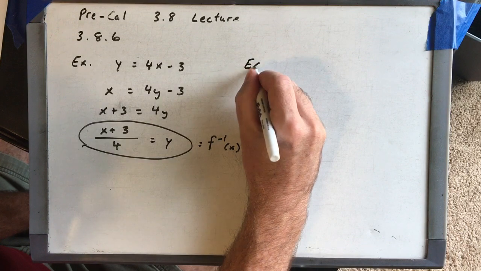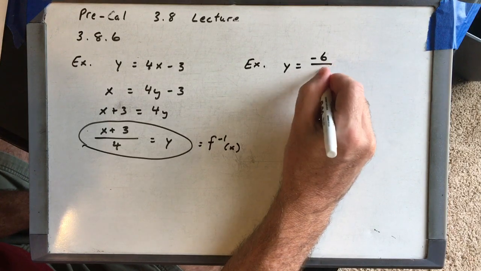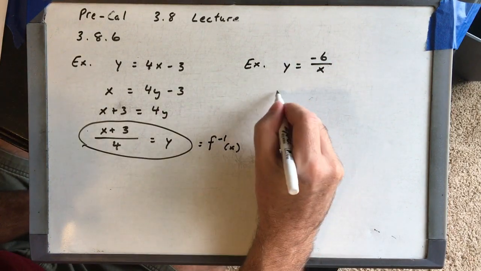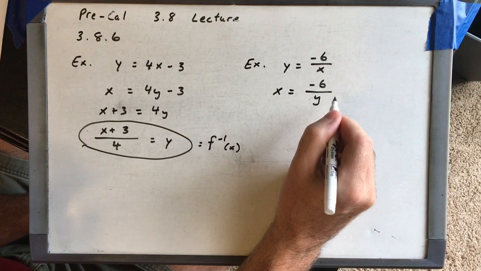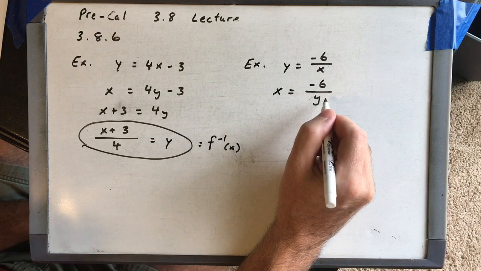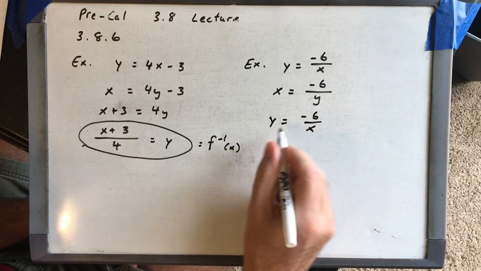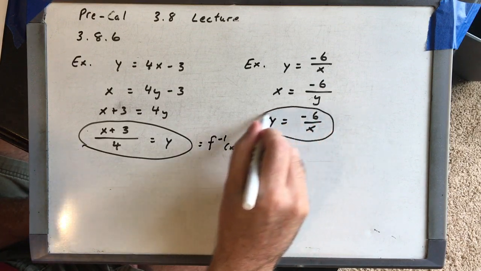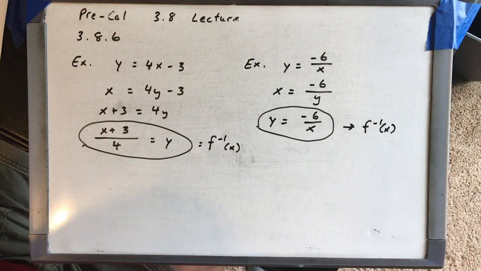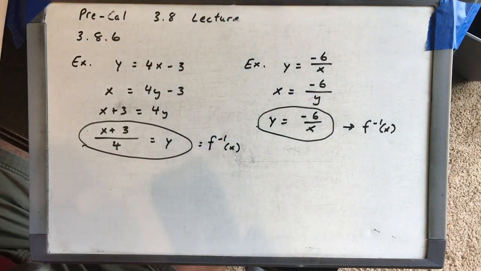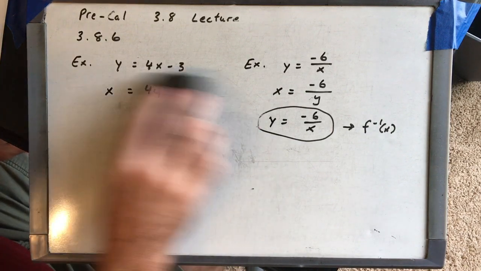Next example is y is equal to minus 6 over x. So we're going to swap the x and y. x is equal to minus 6 over y. And then solving for y is minus 6 over x. So that's a one-to-one function, no plus or minus. Sometimes the inverse is itself. So that's f to the minus 1 of x. If you want to see what that looks like, try graphing it on your calculator.